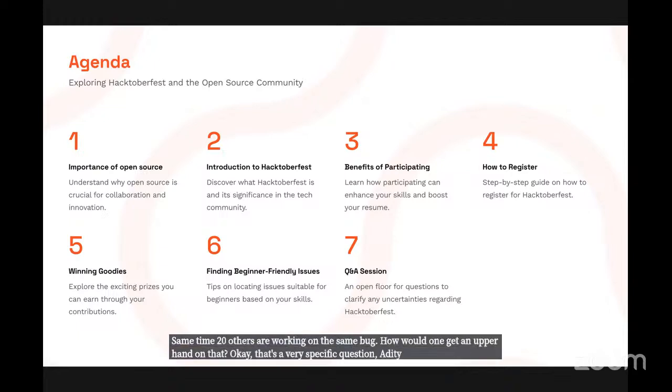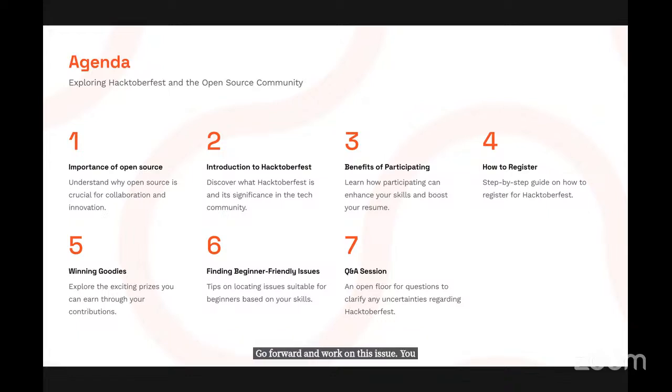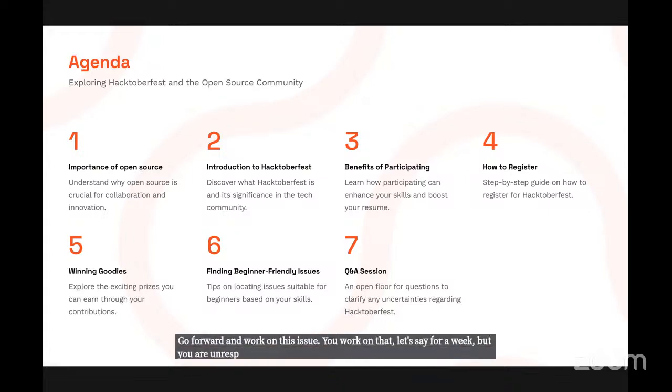See, there are issues in a GitHub repository that we'll be going through. Maybe I'll show you guys. Issues are there, right? You have to claim that issue. Let's say, Aditya, you claimed that issue, and the project maintainers or moderators assigned it to you, saying, Aditya, go forward and work on this issue. You work on that for a week, but you are unresponsive. Now you have taken 15-20 days, no response. I also go to the repository. At a time only one person can have that issue assigned.